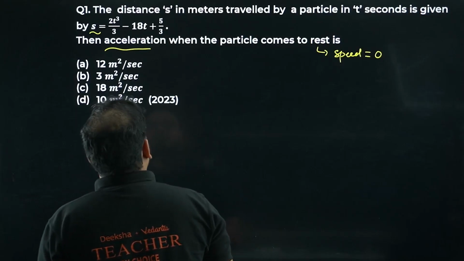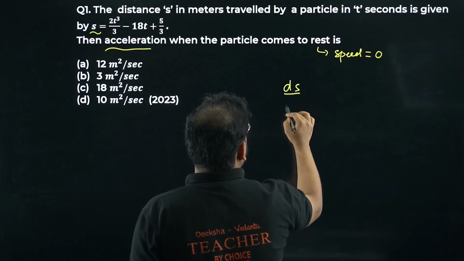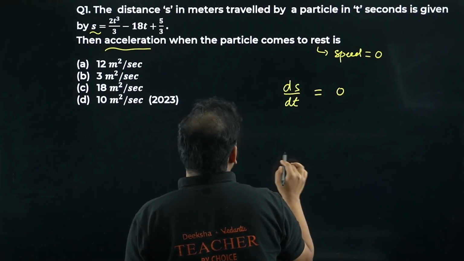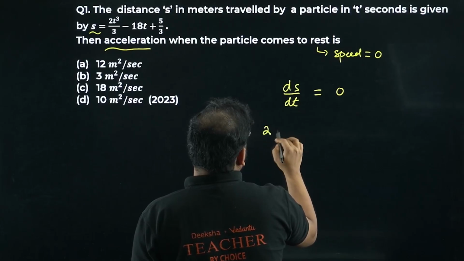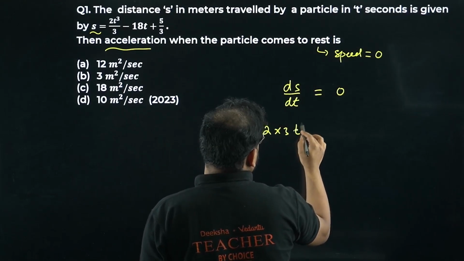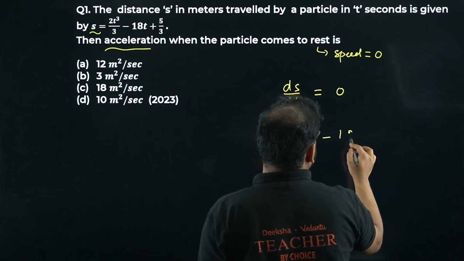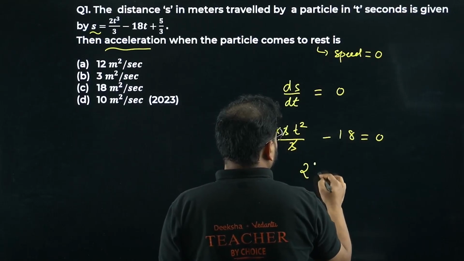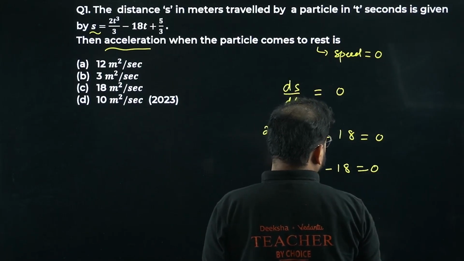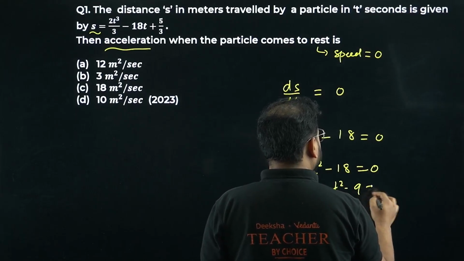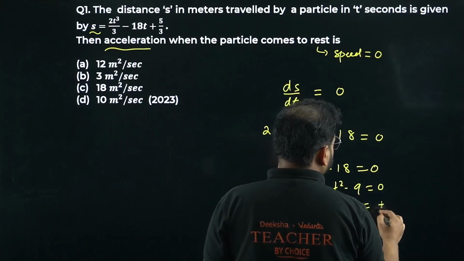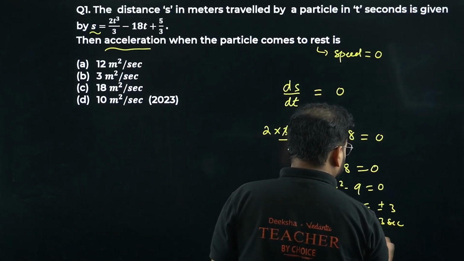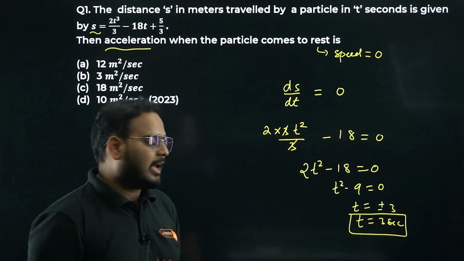Speed is 0. So we can find ds by dt and put it equal to 0. We'll have ds by dt as, you'll have 2t cube, so 2 into 3 into t square by 3, minus 18, and that is 0. So 3 and 3 are cancelled. I'm getting 2t square minus 18 equal to 0. It means t square minus 9 equals 0. It means t equals plus minus 3. But time cannot be negative, you can't go back. Time has to be plus 3 seconds.